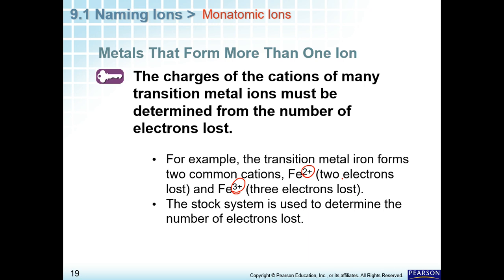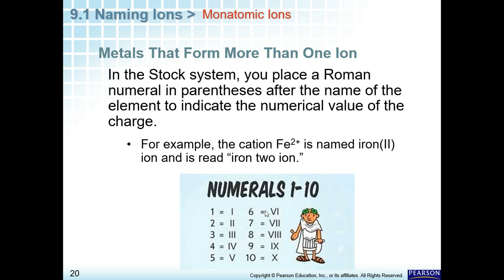Now, on your homework, I'm not going to say iron lost 2 electrons. We're going to be using something known as the stock system to tell you how many electrons it lost. So what is the stock system? The stock system uses Roman numerals. If you don't know what Roman numerals are, I've posted a picture in your notes and they're located down here, 1 through 10. And you won't ever need anything bigger than a 7.